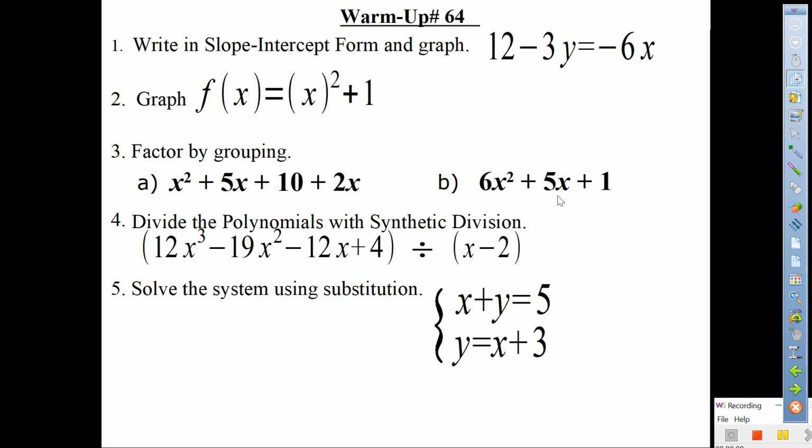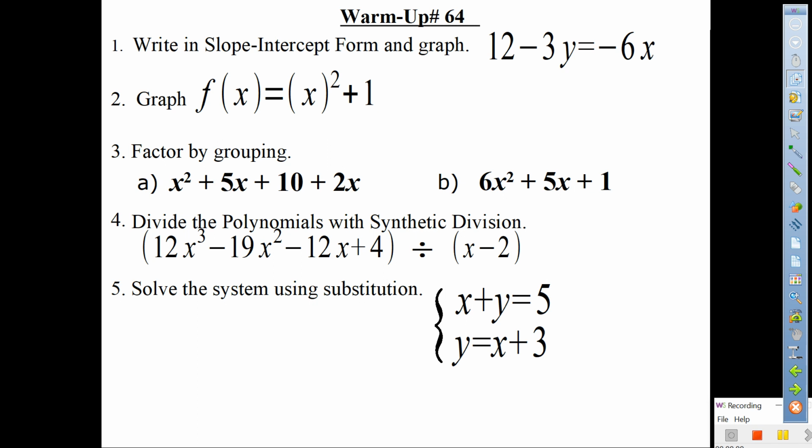Warmup number 64 is on the screen. Number 1 says write in slope-intercept form and graph. They give us 12 minus 3y equals negative 6x. Number 2 says graph f of x equals x squared plus 1.